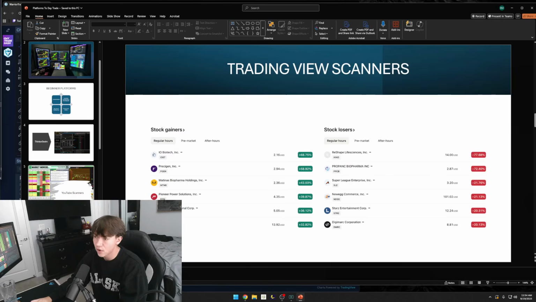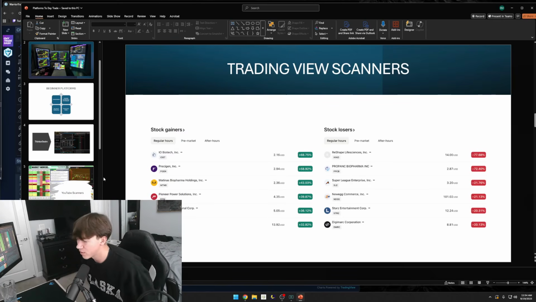But there's also more scanners that are free, like on TradingView. You can go to Google here.